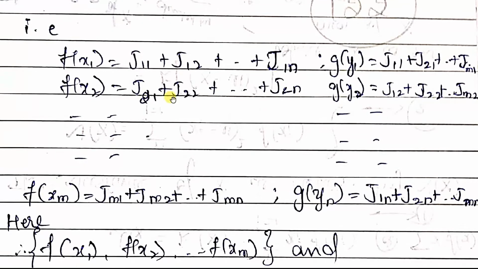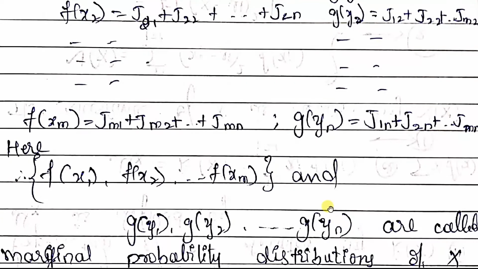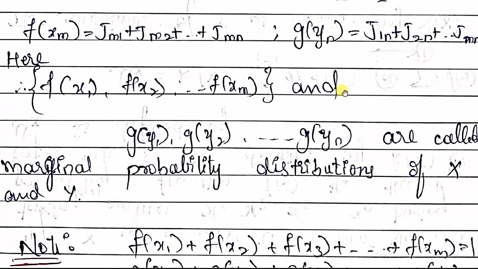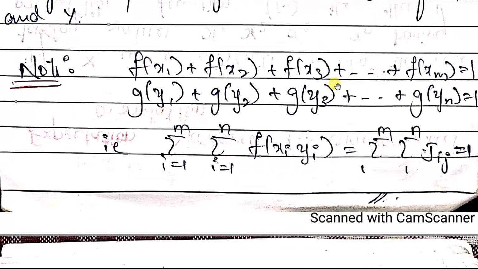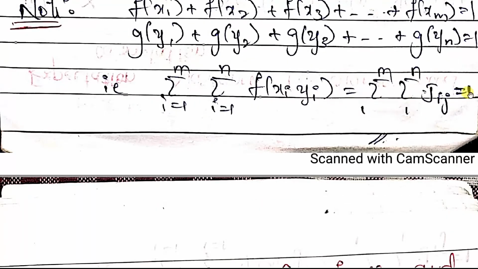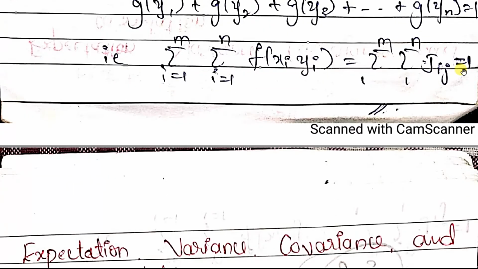Here I have told you already, this will give you f of x1, and the sum will give you 1. Yes, these are called the marginal probability distribution, and the sum will give you 1. Here it is shown, isn't it? The sum of all these f of xi, yj, written as double sum over i and j, is 1. It always holds. That will give you 1.